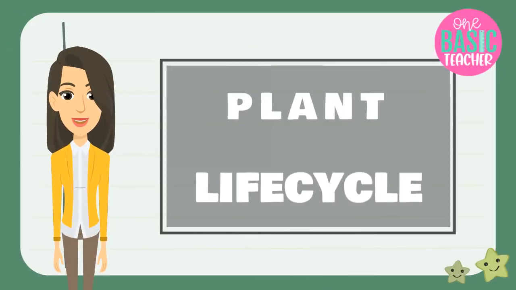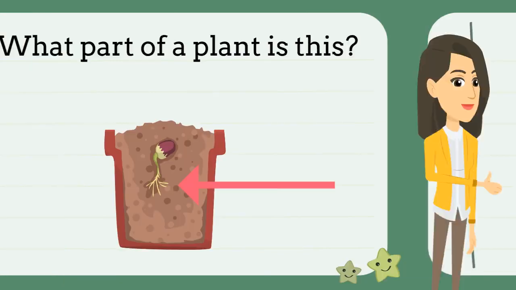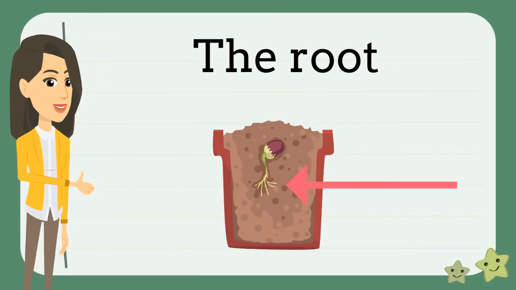Now that we've learned about the life cycle of a plant, let's see if you can identify which part of the life cycle the plant is in. What part of the life cycle is this? What do you think? You're right. They're the roots.